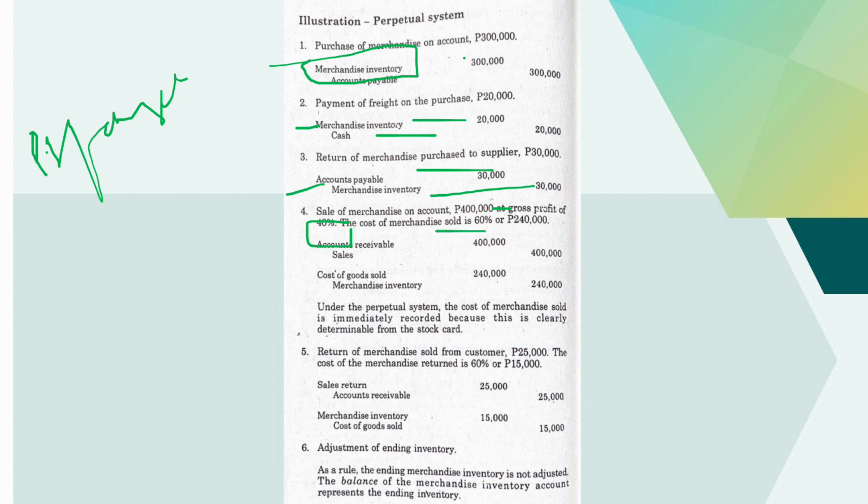And then sales of merchandise on account for 400,000, with a gross profit of 40%, and the cost of merchandise is 60%. So in here, you will see two journal entries. First, you have to recognize the sales: debit accounts receivable, and then credit sales. Second, you need to recognize cost of goods sold: debit 240,000 because that is the 60% of the sales, and then credit merchandise inventory of 240,000. So under the perpetual system, the cost of merchandise sold is immediately recorded because this is clearly determined from the stock card.